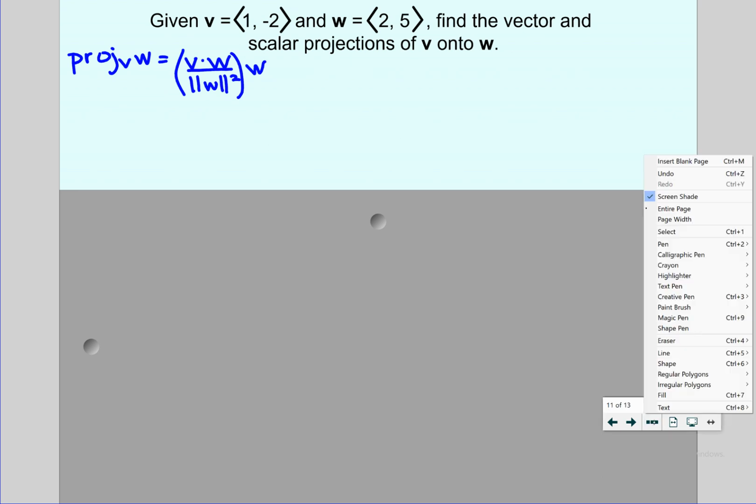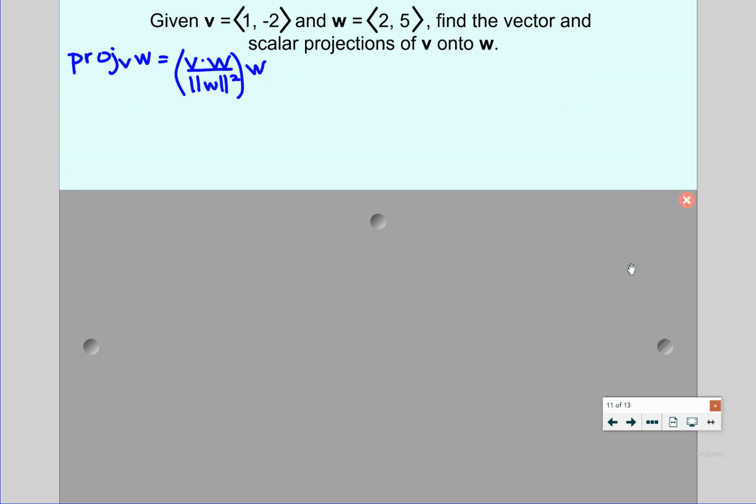All right, so to the side, I'm going to calculate a couple of things I'm going to need in this formula, kind of like we did with that angle formula yesterday. I'm going to find the dot product first between the two vectors. And here they're given in that standard form. Remember, you might see them with i's and j's, same sort of calculation. We're going to multiply the first components, multiply the second components, add them together. So 1 times 2 plus -2 times 5, I get the dot product is -8.